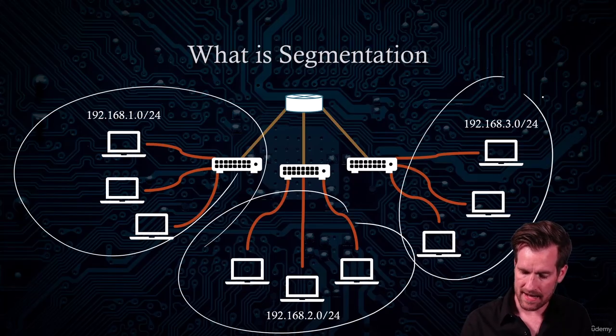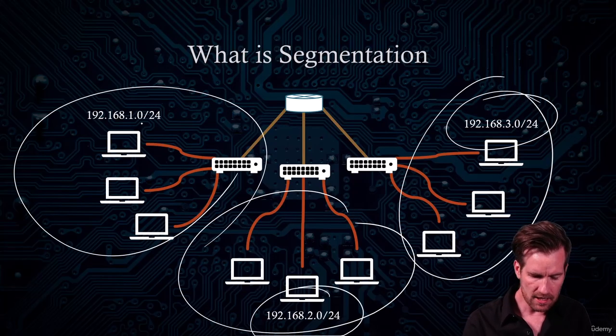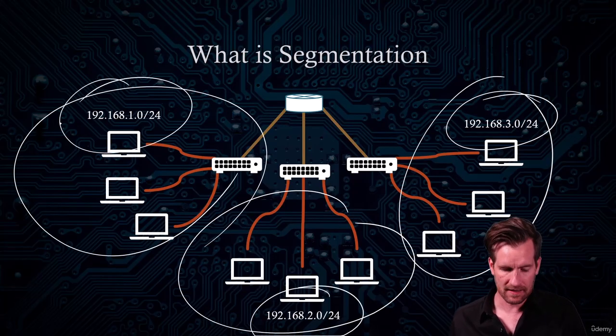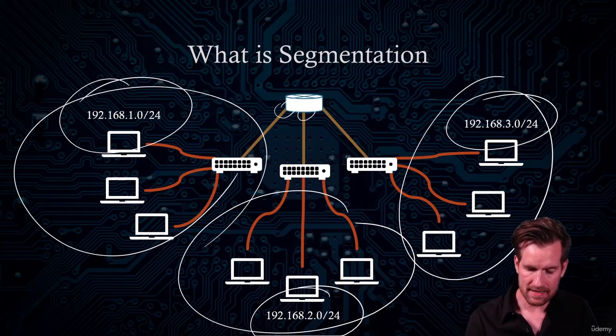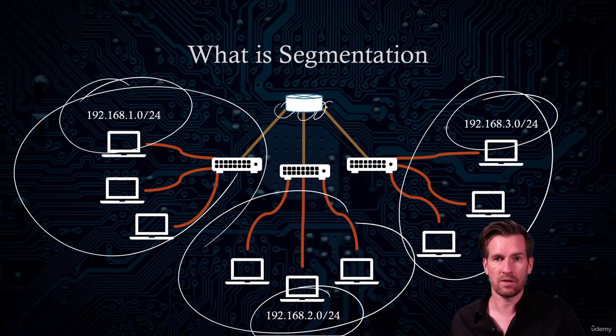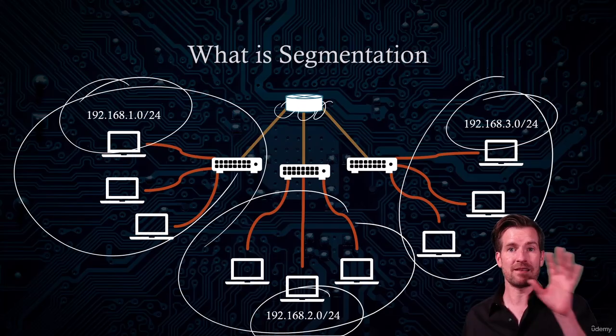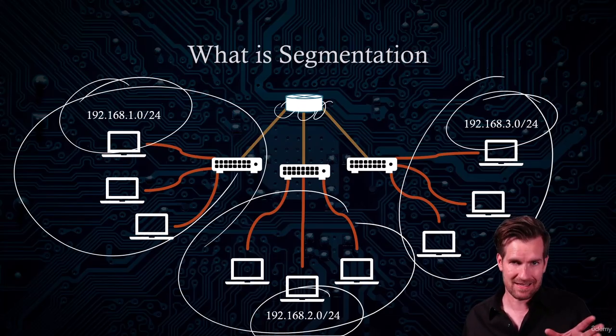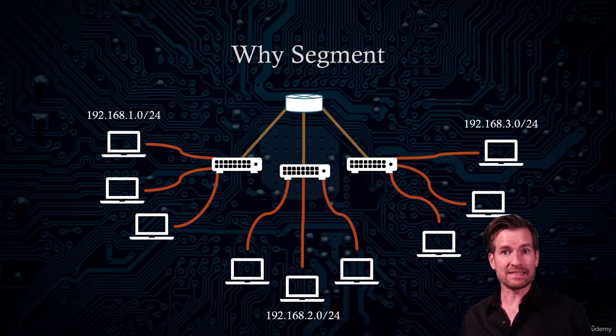And you can see that the network addresses for each one of these networks are different, and they are connected to a different interface on this router. And so this network is divided into 3 segments here. So then the question is why would we want to segment our network?